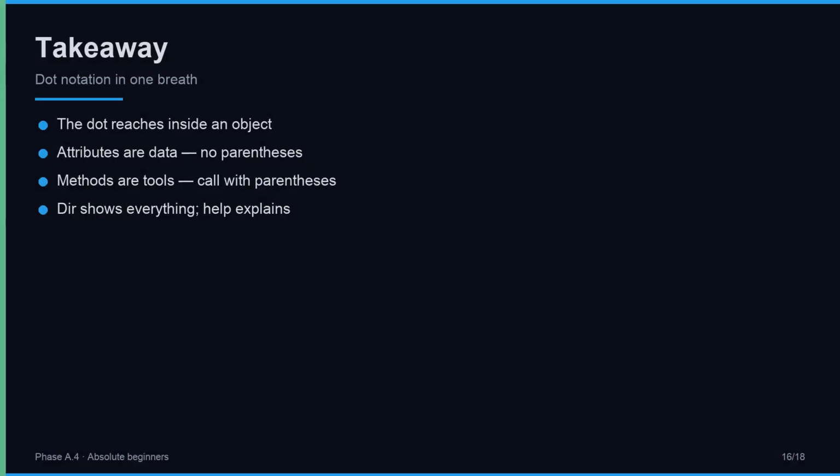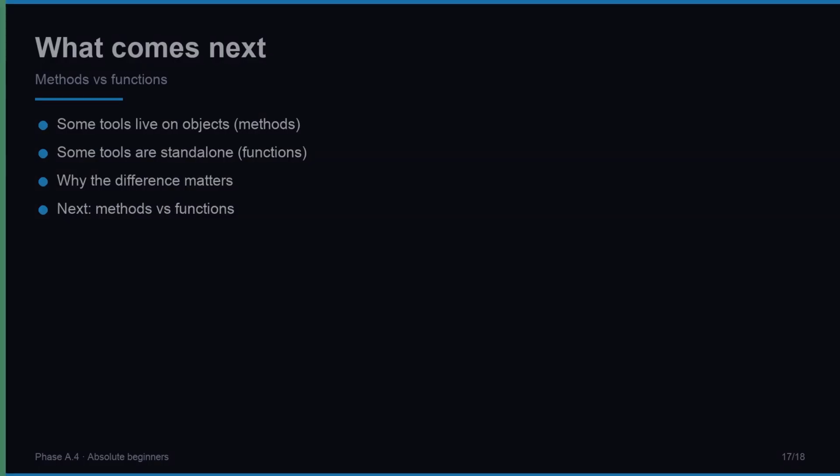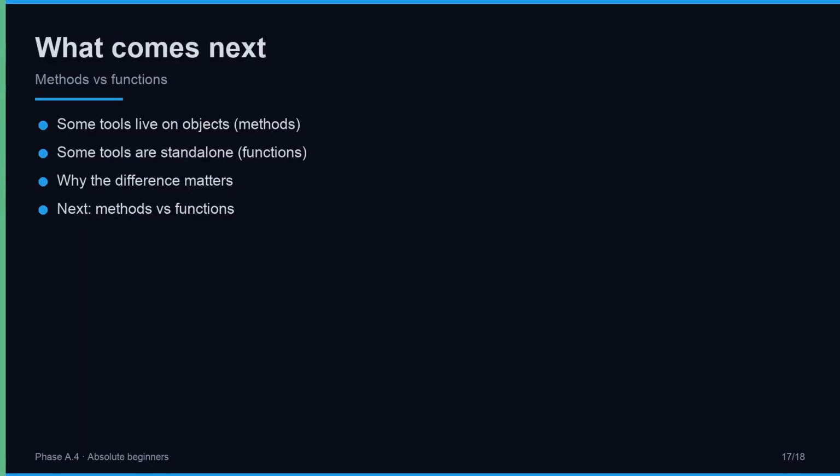The dot reaches inside an object. Attributes are data, no parentheses. Methods are tools, call with parentheses. Dir shows everything behind the dot, help explains each one. That is dot notation in four lines. It is the most common thing you will type in Python, and now you know exactly what it does. Four lines, one pattern. Next we compare two ways of doing the same job.